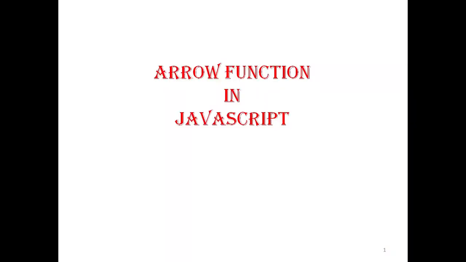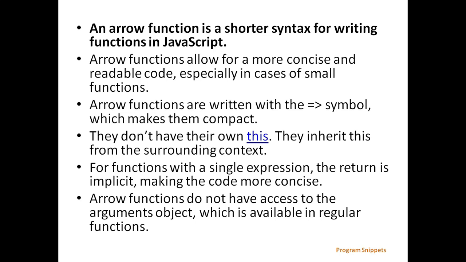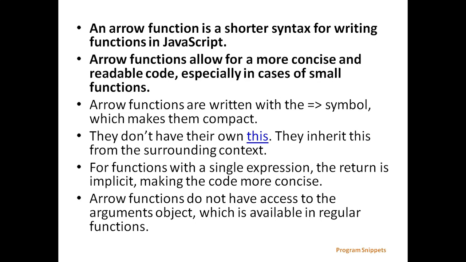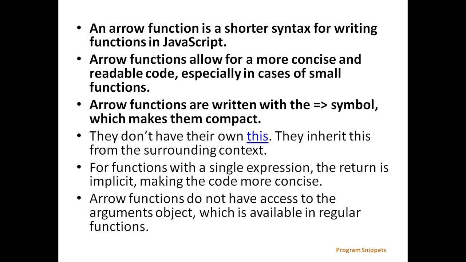Here we will see arrow function in JavaScript. An arrow function is a shorter syntax for writing functions in JavaScript. It allows for a more concise and readable code, especially in case of small functions. Arrow functions are written with the symbol => (equal to and greater than), which makes them compact.